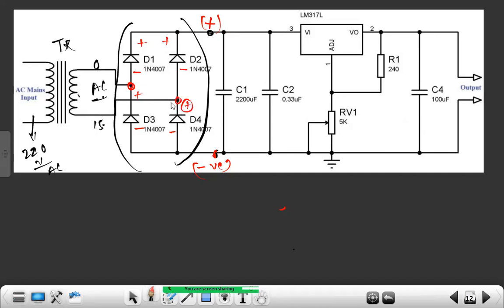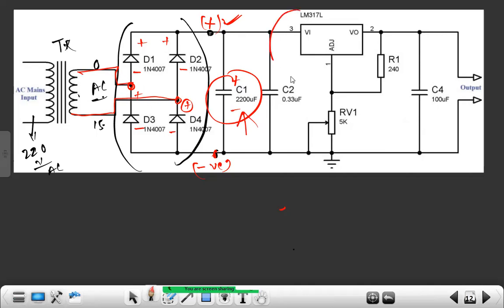So again we feed AC. This is AC fed into this terminal, and this is AC fed into this terminal of the bridge rectifier. Parallelly, we get DC. This filter capacitor filters the pulsating DC, as per our previous video discussion.